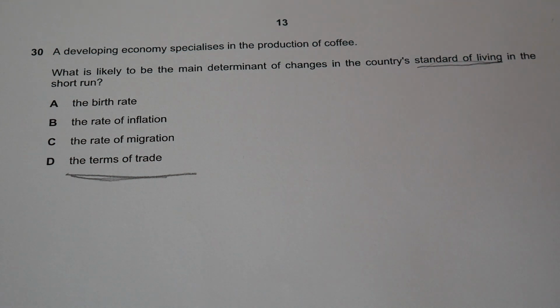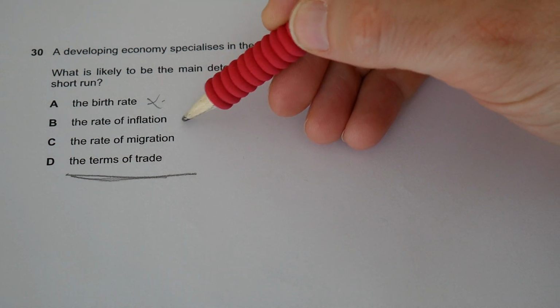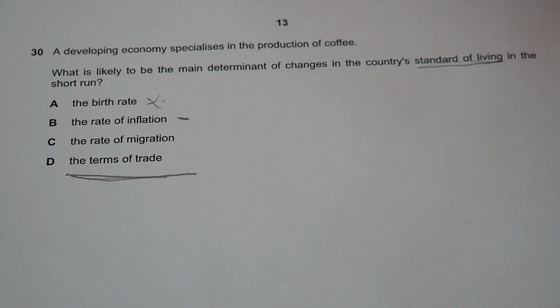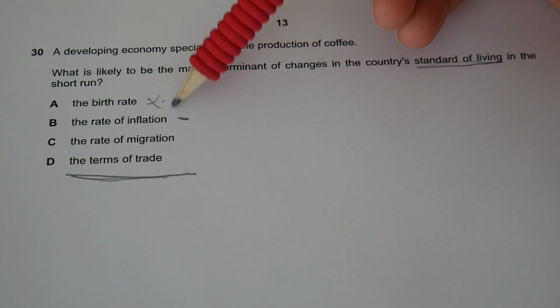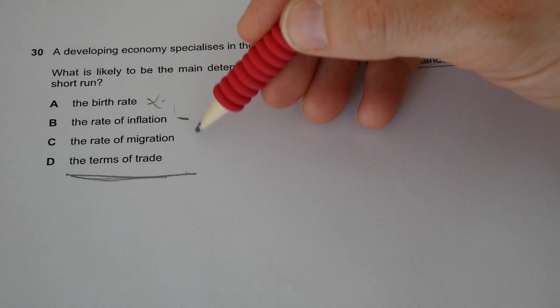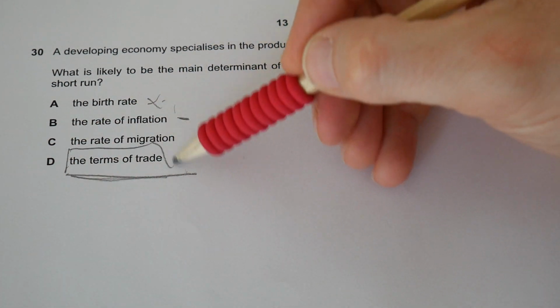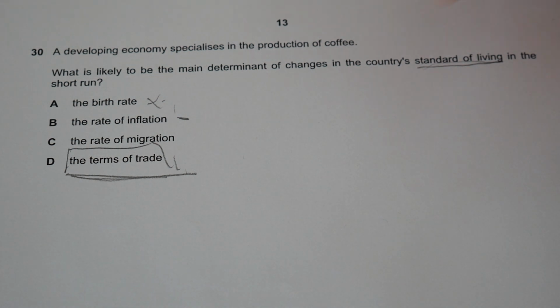Okay, so no, it's not going to be the birth rate, certainly not in the short run. The rate of inflation is plausible, but remember that the terms of trade is also affected by the rate of inflation. Okay, rate of migration, no. Well, it's certainly the terms of trade. Okay, all right, because they're primary product dependents, they therefore need to get secondary manufactured goods from abroad.